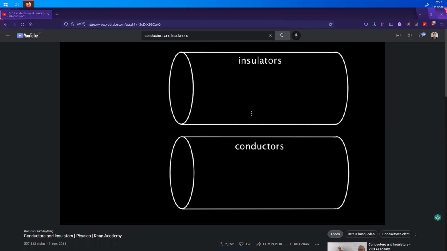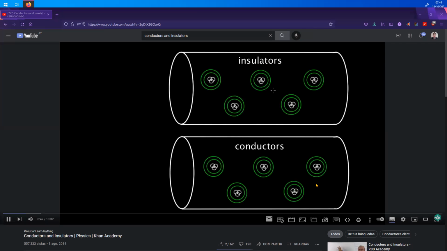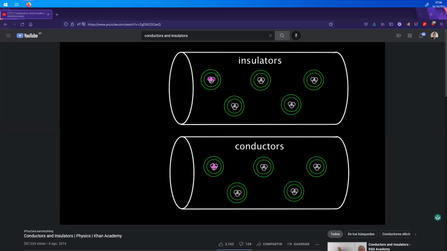And before I talk about the differences between these, here I have two solid cylinders of either an insulating material or a conducting material. Before I talk about the differences, one similarity is that both insulators and conductors are composed of a huge number of atoms and molecules, and these atoms and molecules, whether it be insulator or conductor, are composed of a positively charged nucleus and a negatively charged swarm of electrons that surround that nucleus.